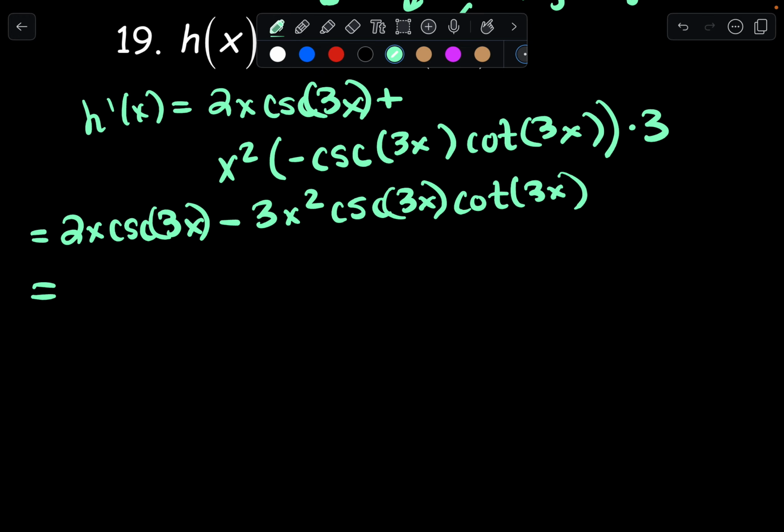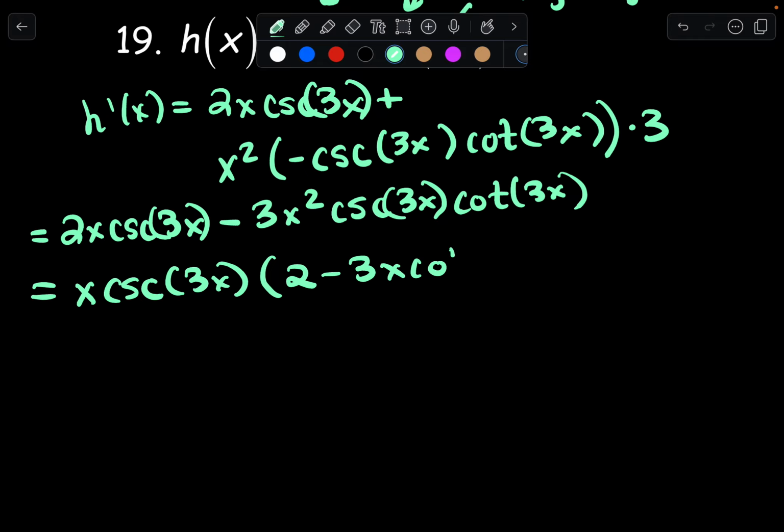Now, if we look at this, every term has an x, well, both terms, and a cosecant 3x. So I'm going to factor those out. So x cosecant 3x. The first term, we're just left with a 2, and then we're left with a 3x cotangent 3x in the second term. And that's the factored form.